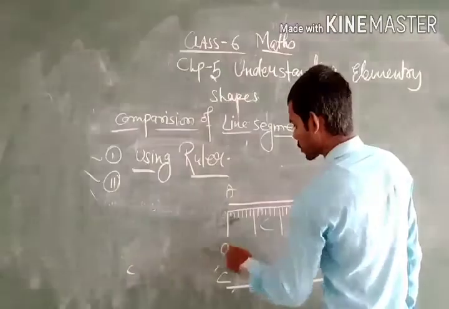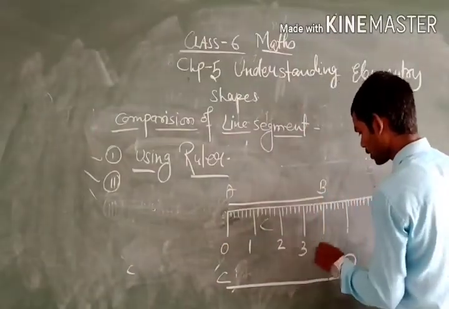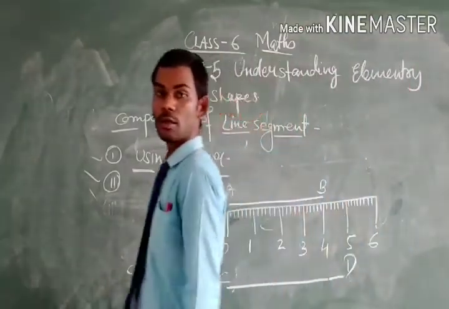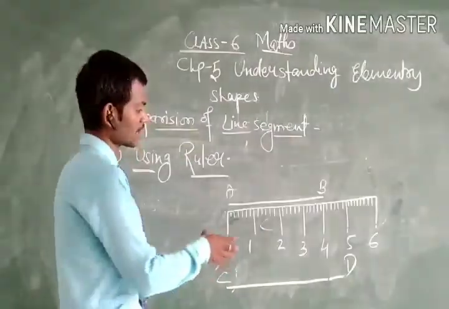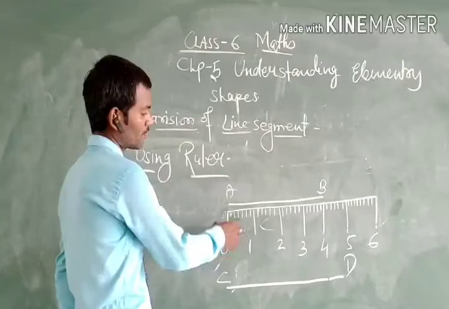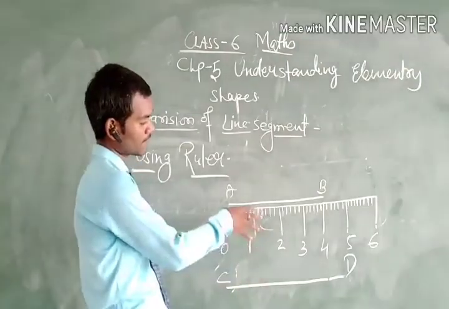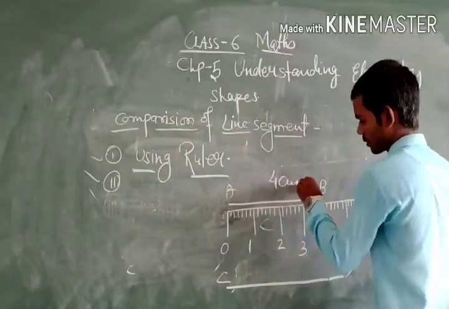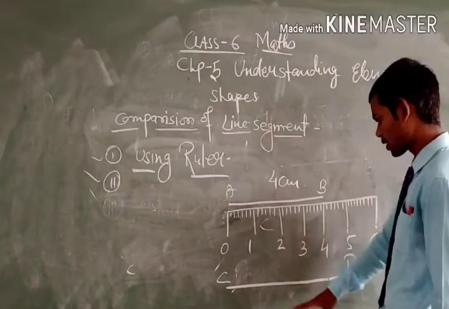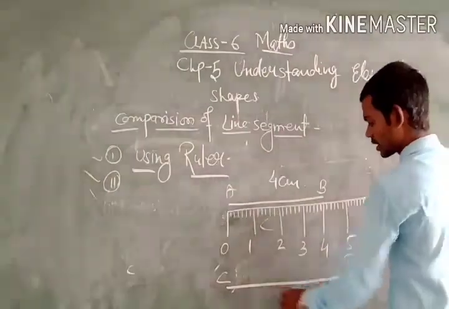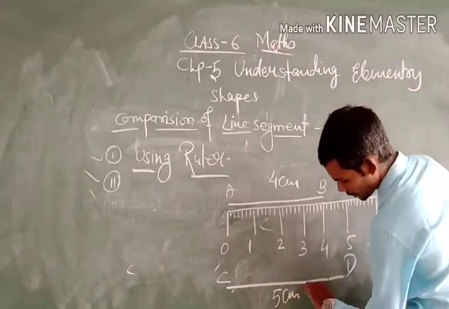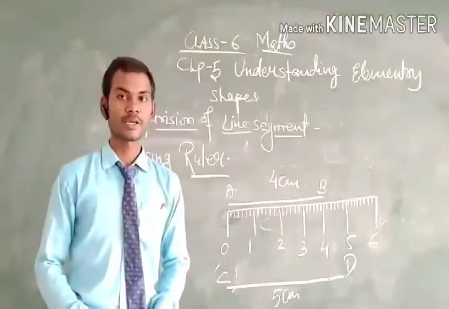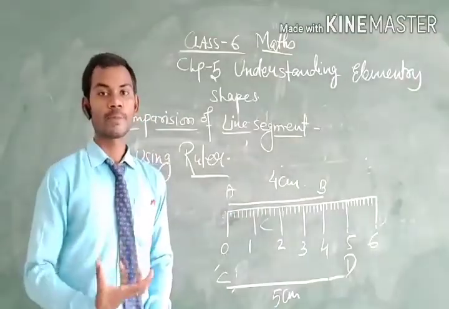This is the ruler. 0, 1, 2, 3, 4, 5. Now if we measure the length of the line segment AB, we shall get the length of this line segment is 4 cm. So we write here 4 cm. And when we measure the length of the line segment CD, we get 5 cm, which shows that the line segment CD is greater than the line segment AB.